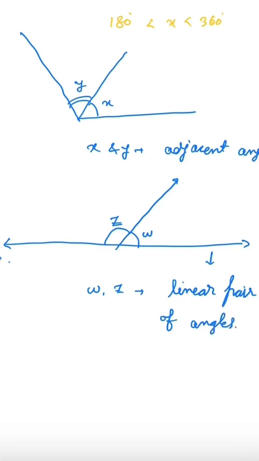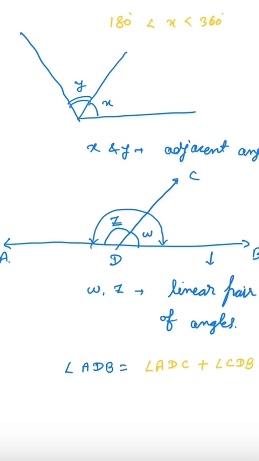Let's say these points are A, B, C, D. Here we can write angle ADB, this whole angle, will be equal to angle ADC plus angle CDB. In case of a straight line, this will be equal to 180. Hence, it justifies the name linear pair of angles.